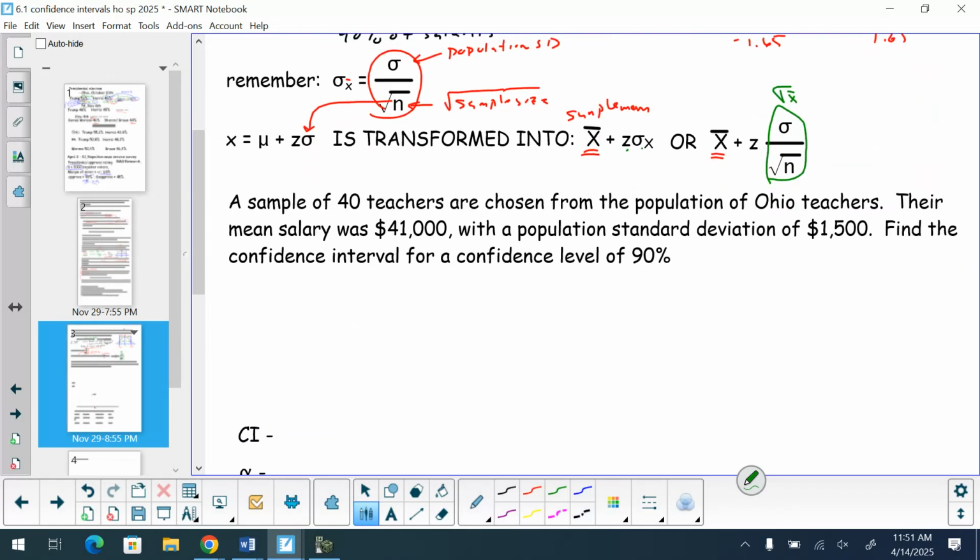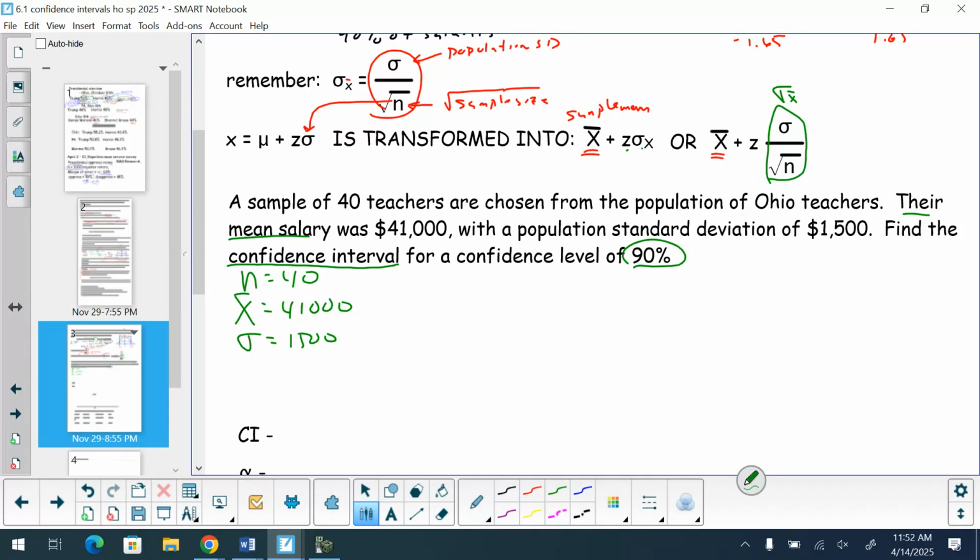So now we have a sample of 40 teachers, chosen from the population. Their mean salary, so we have a sample mean of their salary, is $41,000. Because we're talking about their salary, the sample salary. We have a standard deviation still of $1,500. We now want to calculate a confidence interval of 90%. Well, what's different between a confidence interval of 90% and 90% of the salaries? Well, there's nothing. They mean the same thing.